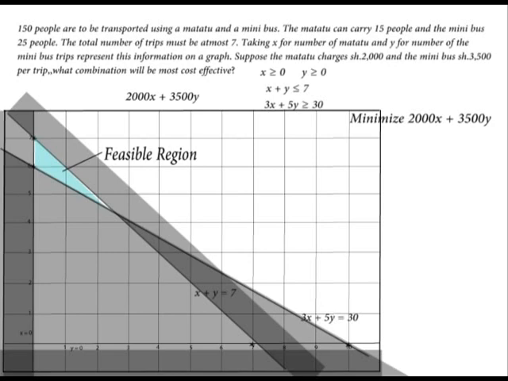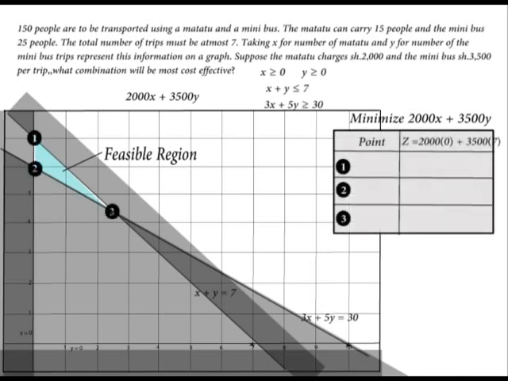We take the corners and let's number them 1, 2, and 3. At corner 1, the coordinates are 0, 7. If we substitute in the objective function, we shall have 2,000 times 0 plus 3,500 times 7, giving us 24,500. At corner 2, the coordinates are 0, 6. If we substitute that, we get 2,000 times 0 plus 3,500 times 6, giving us 21,000.